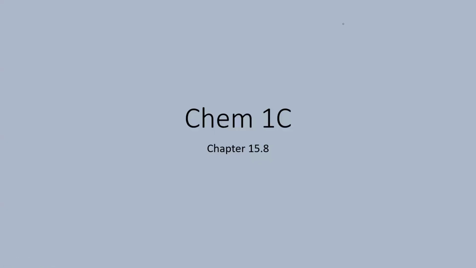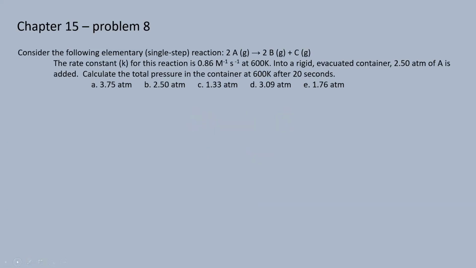Chapter 15, Problem 8. Consider the following elementary reaction. The rate constant for this reaction is 0.86 per molar per second at 600 Kelvin. Into a rigid evacuated container, 2.5 atmospheres of A is added. Calculate the total pressure in the container at 600 Kelvin after 20 seconds.